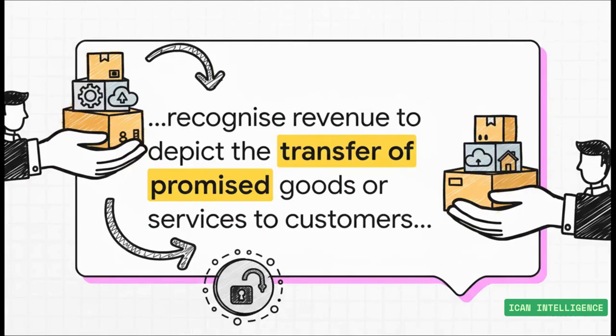And here it is. This sentence right here. This is the heart and soul of the entire standard. For the exam, yeah, you probably want to have this in your back pocket. But what's way, way more important is that you get it. It all boils down to two things: showing the transfer of a promise to a customer and doing it for the amount of money you expect to get in return. Everything flows from this idea of transferring control.